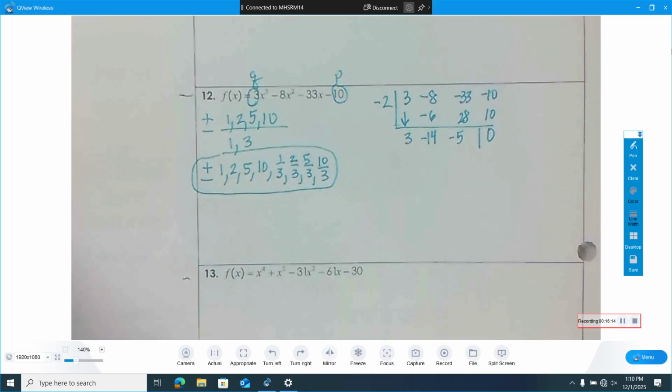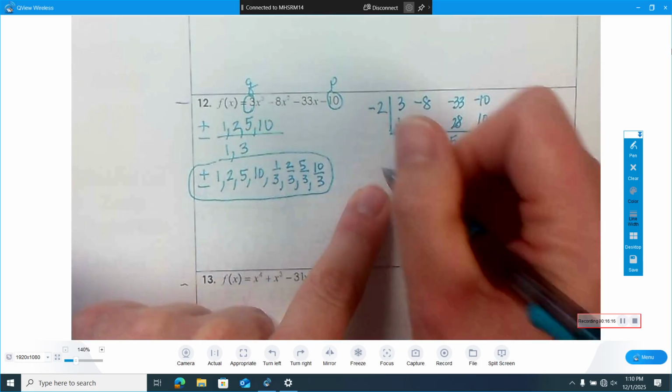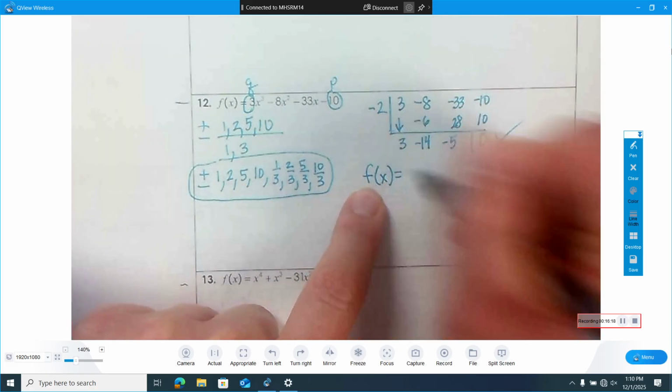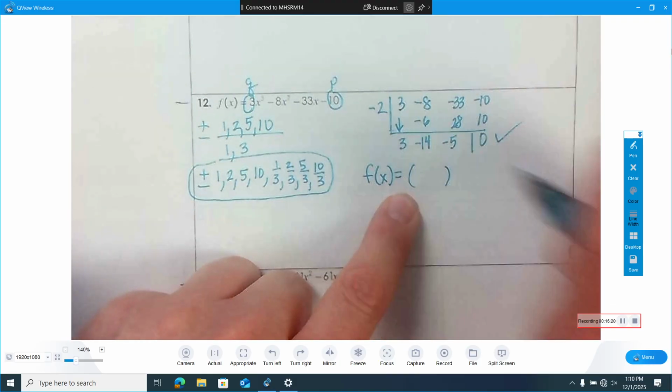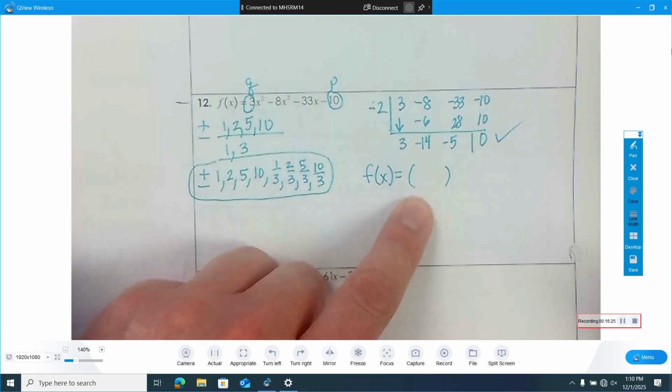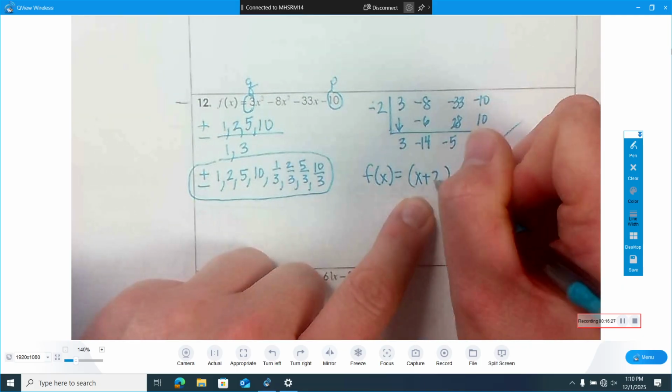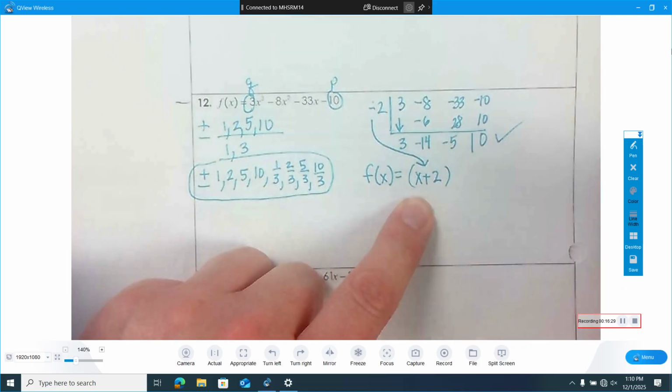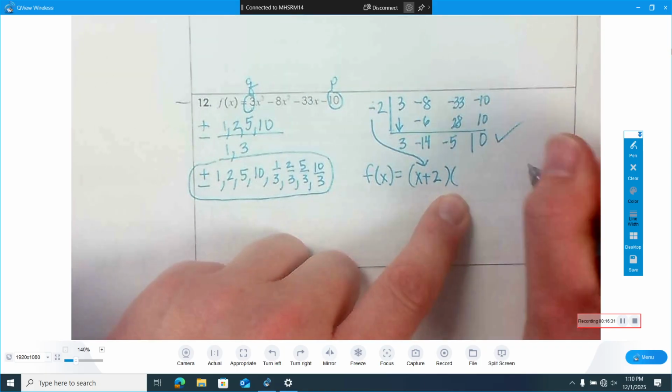Okay, so we got a remainder of 0, which is very, very good. So I can rewrite my function f of x as, if x equals -2 is the 0, what bubble did it come from? X plus 2. Again, you got to change the sign, all right. And then what is our quotient?